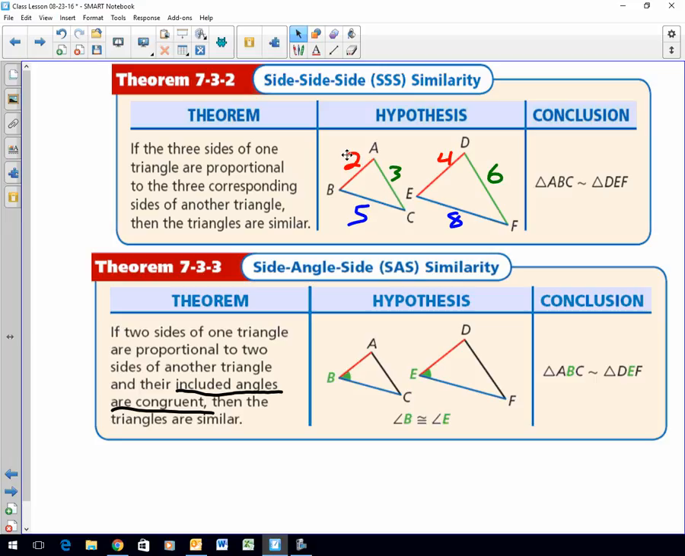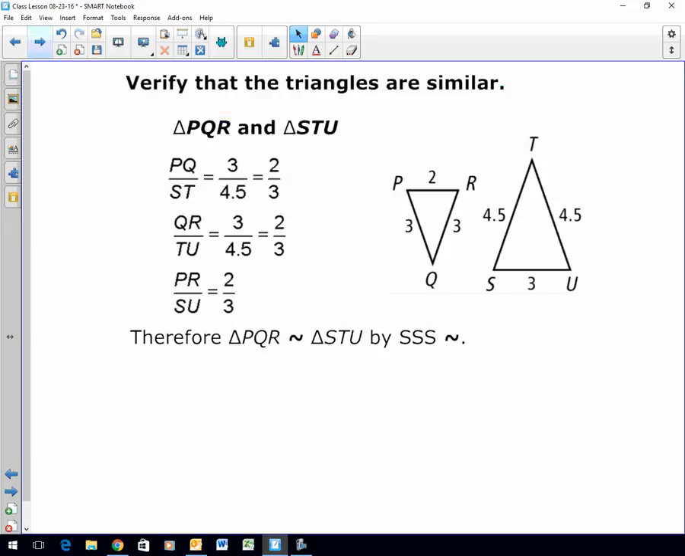Any questions about what an included angle is? All right, we'll double check on that just a little bit. If you need more time, I'll come back later. I'm gonna move on for now. Let's verify that these triangles are similar. Okay, I've done all the work. You don't have to write this down. Please just watch.